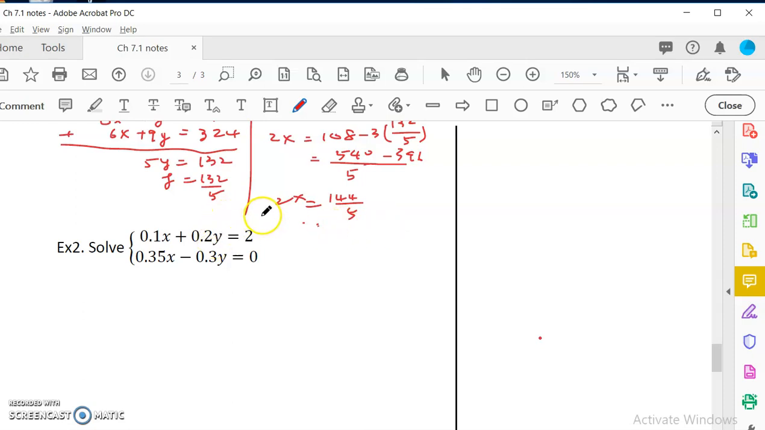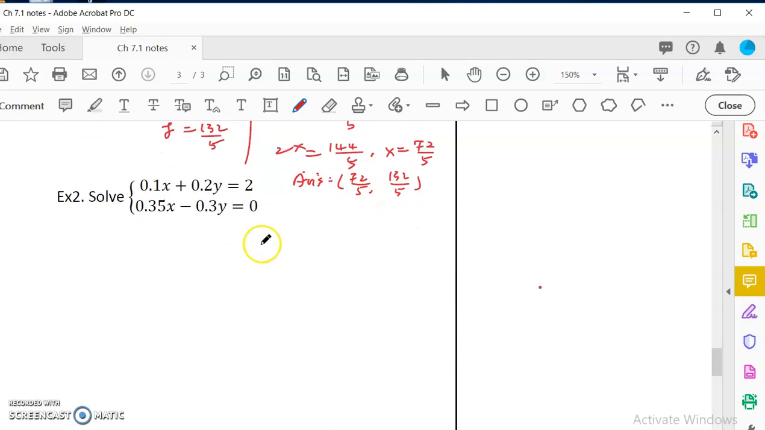So in the last video, we were solving the system that has fractions, and I'm almost done, so maybe I'll just finish it. x is equal to 72 over 5, because I just divided the top by 2. So the answer is x is 72 over 5, y is 132 over 5. So if you start with fractions, you might have a fraction answer.